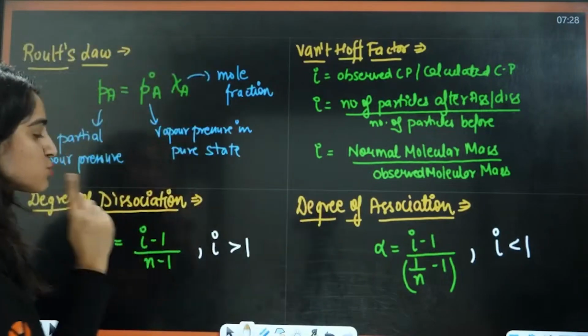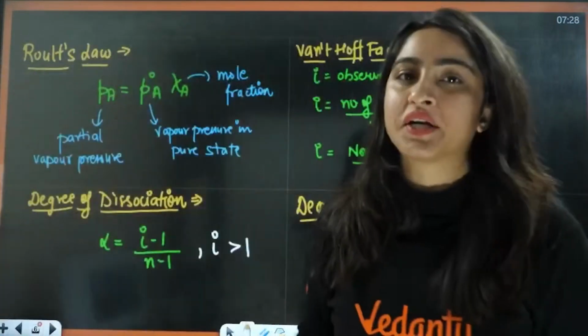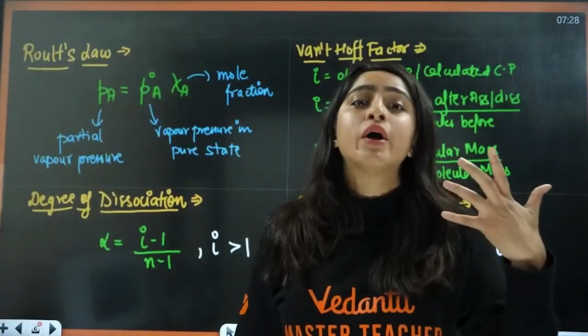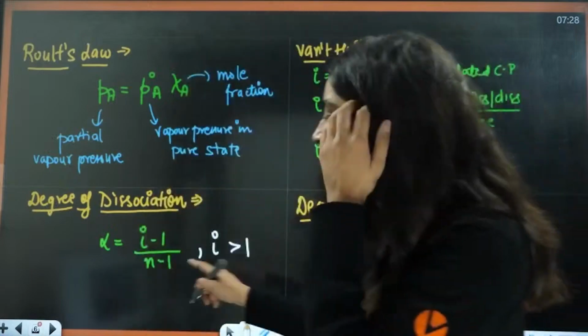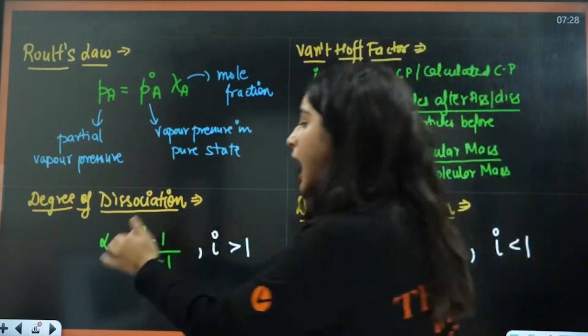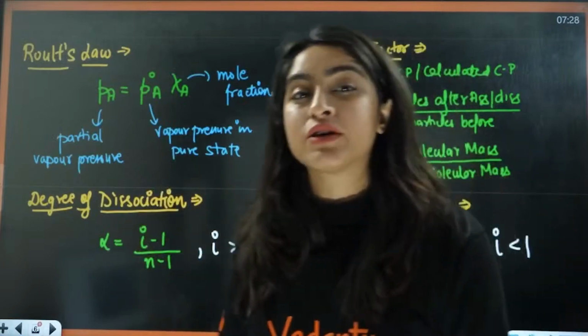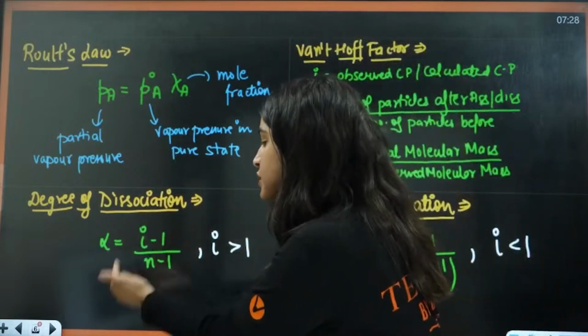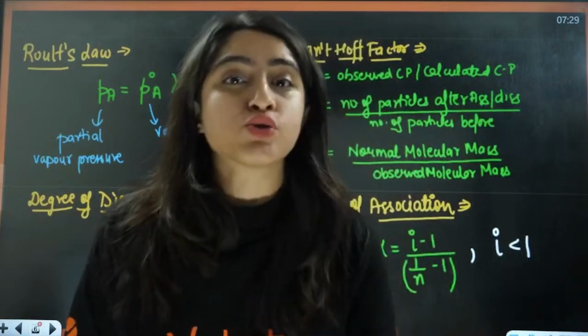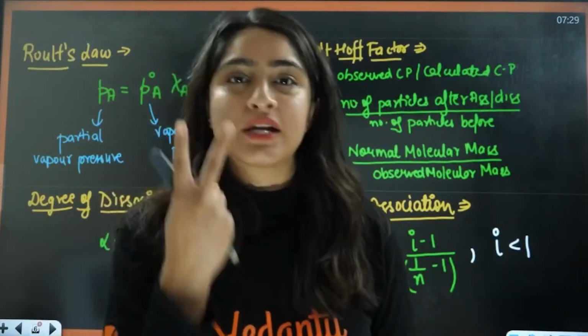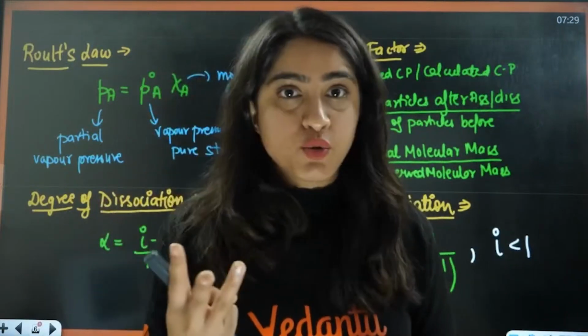So, in case of dissociation, everybody, i is always greater than 1. For example, MgCl2 or NaCl. Here, i is always greater than 1. So in that case, alpha, the degree of dissociation, is equal to (i minus 1) by (n minus 1). n is the number of particles that it gets dissociated into. NaCl has n equal to 2. MgCl2 has n equal to 3.